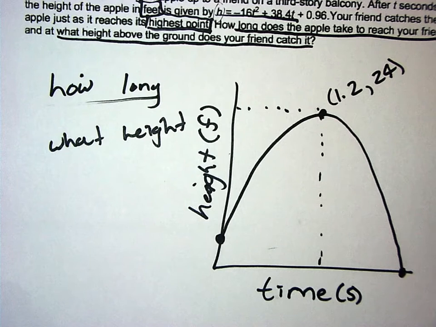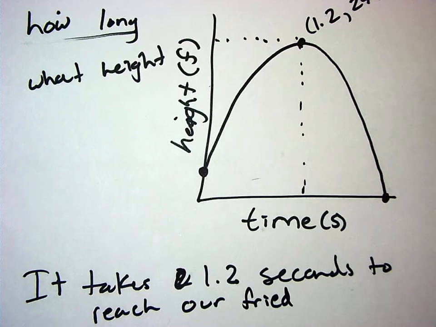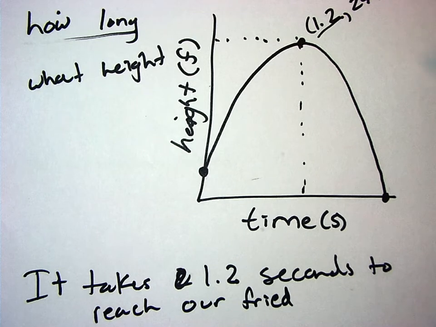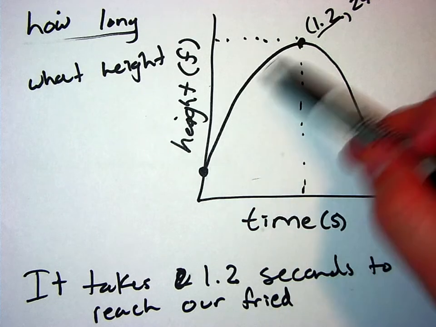No. Okay, so when we answer that first question, how long, we're going to say it takes 1.2 seconds to reach our friend. Why are we saying 1.2 seconds? Because that's my x value. Okay, that's the time. It's asking for a time. This is how long does it take. Okay, and feet is not a time measurement. So 1.2, the x value, is how long in seconds it takes that apple to go from here to here.